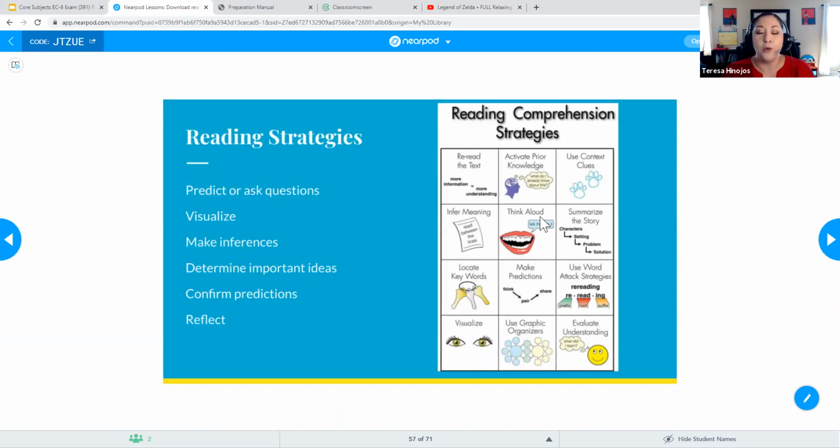These are some reading strategies that I found. There's a whole bunch of other ones out there. But, you know, predicting, visualizing, inferences, important ideas, and then confirming predictions and reflecting afterwards, right? So it's more than just doing stuff before. You're going to be doing stuff during the reading, and then you're going to be doing stuff afterwards to check for comprehension throughout.